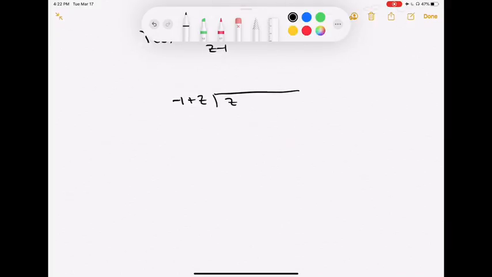Minus 1 goes into z how many times? Well, it's going to go in minus z to the 1 times. So minus z to the 1 times minus 1 is just z. Minus z to the 1 times z is going to be minus z squared. Go ahead and subtract these guys. I'm left with z squared.